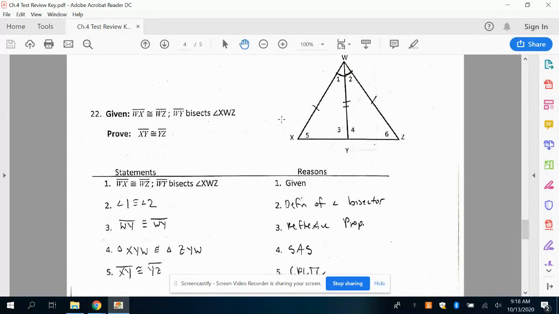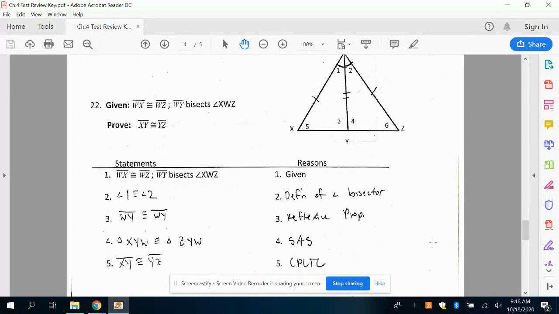Okay. And then as you go through your list, the next thing you will notice is you have a shared side. YW right here is a shared side, so I marked that. You now have 3 pieces of information. So WY is congruent to WY by the reflexive property, and by side, angle, side, those triangles are congruent. So that's number 22, and then you're ending with CPCTC.